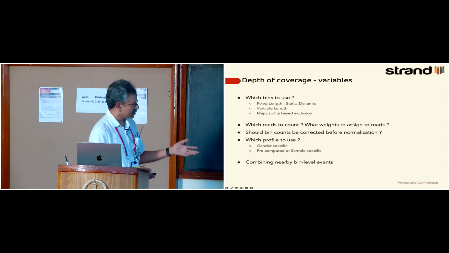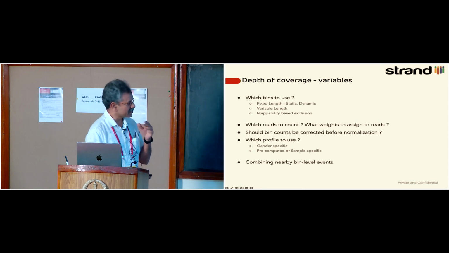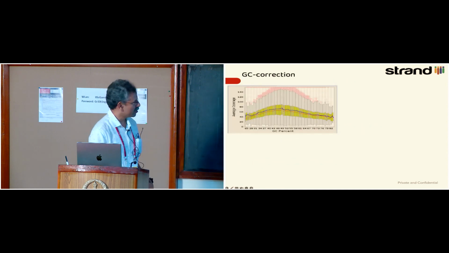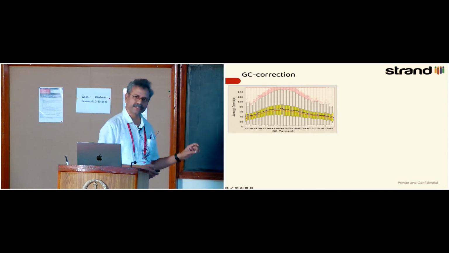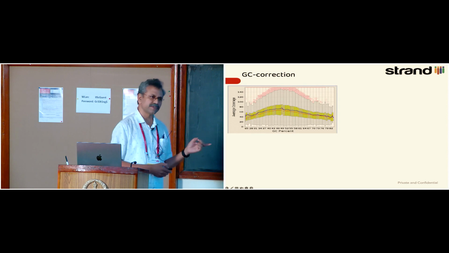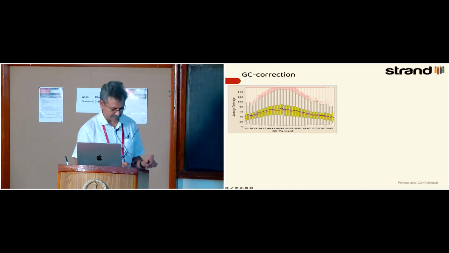Okay. And then how do you combine nearby bins? If you have 2 events separated by 1 MB, do you merge them? If they're separated by 5 MB, do you merge them? All of those nitty-gritty details. So I won't go into many of those complexities, but one of the most important factors is GC correction. So I'll just talk about this one factor.